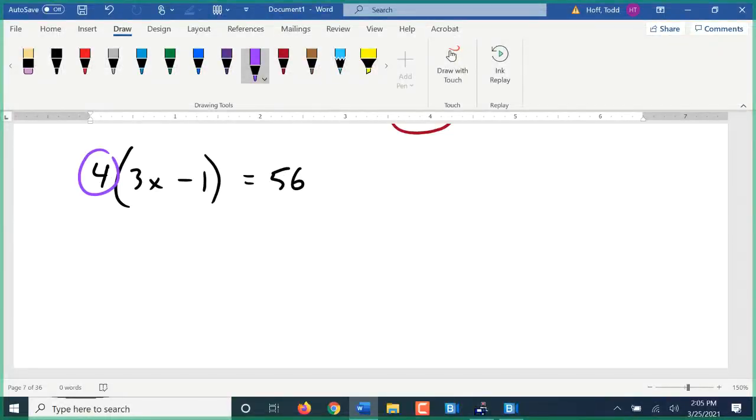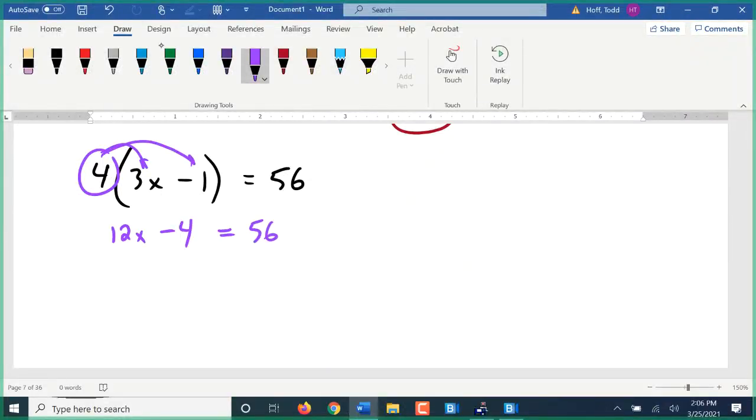And that'll be the times 4. And this has to be what we call distributed. It has to multiply each piece in the equation. 4 times 3x is 12x. 4 times, remember now this is a negative 1, 4 times negative 1 is a negative 4. Equals, well, that's the end of the parentheses, so there's nothing more that needs to get multiplied by the 4. Equals 56 on the other side.